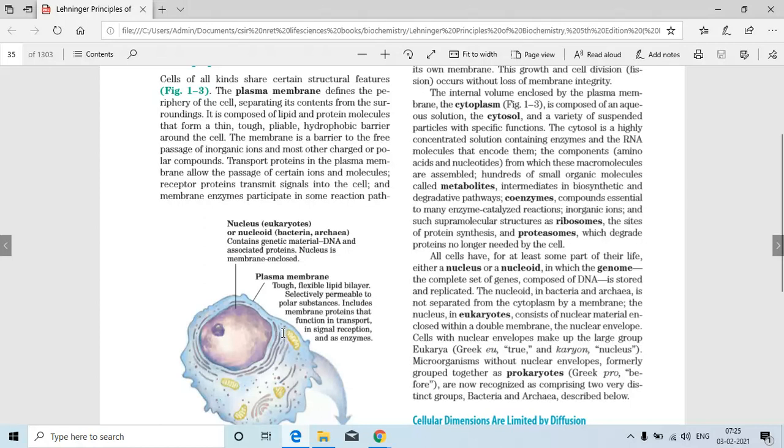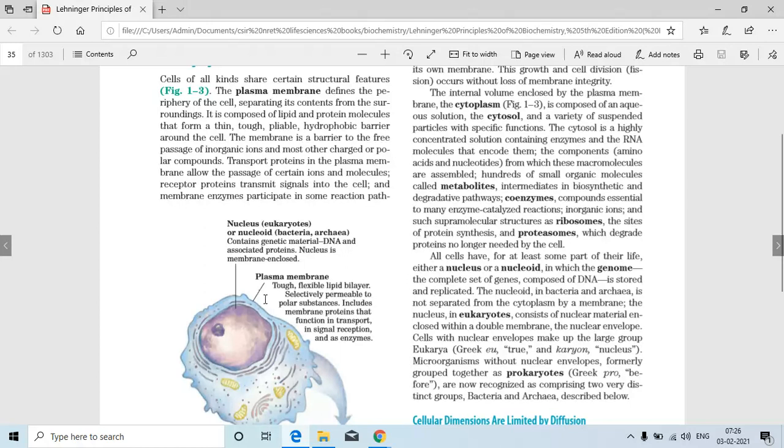And it includes membrane proteins. As we said, it is a lipid bilayer, meaning it consists of proteins as well as lipids, and there are membrane proteins on this plasma membrane which help in transport, in signal reception, and as enzymes. So we need to focus on this point, that they help in the transport, in the signal reception, and as enzymes.